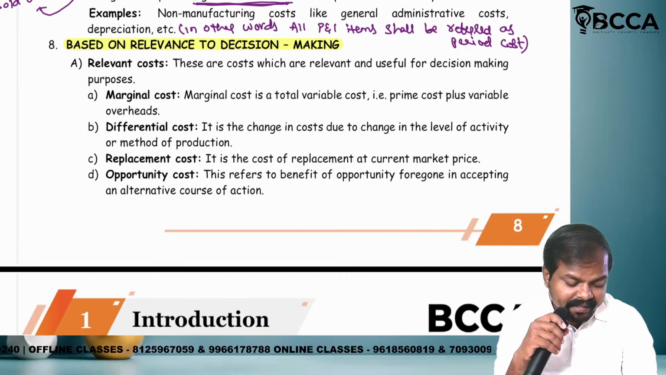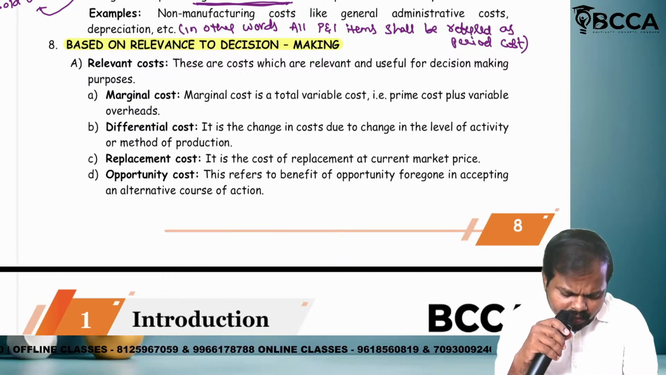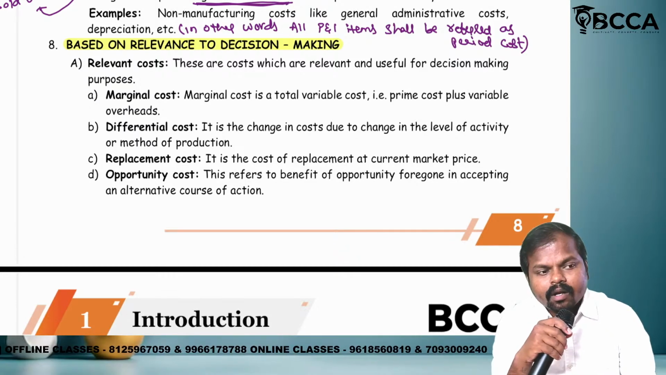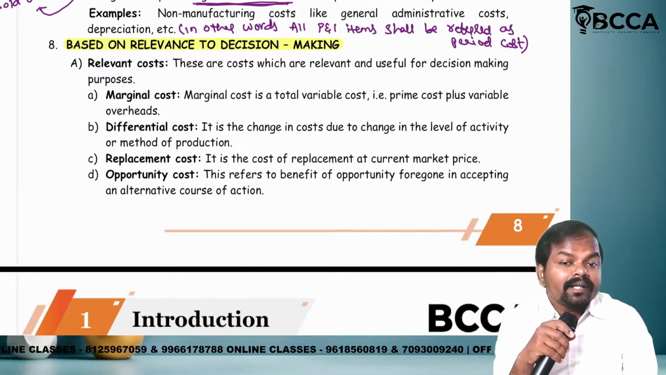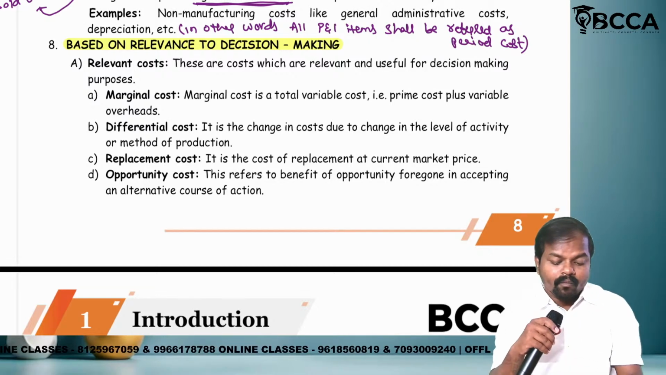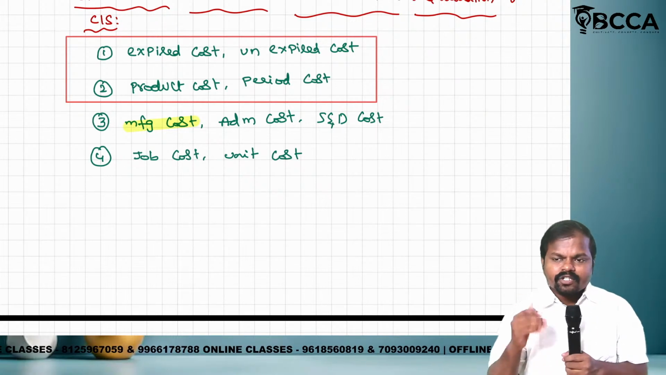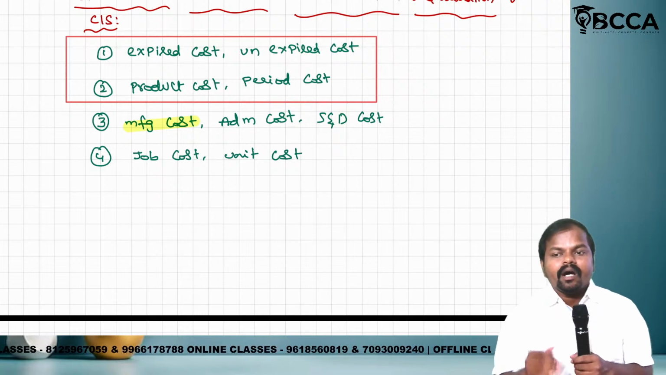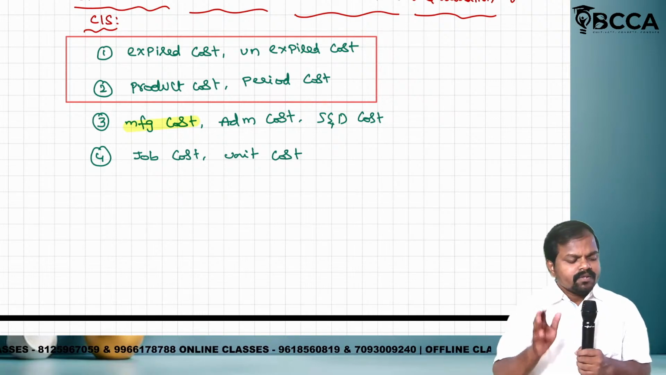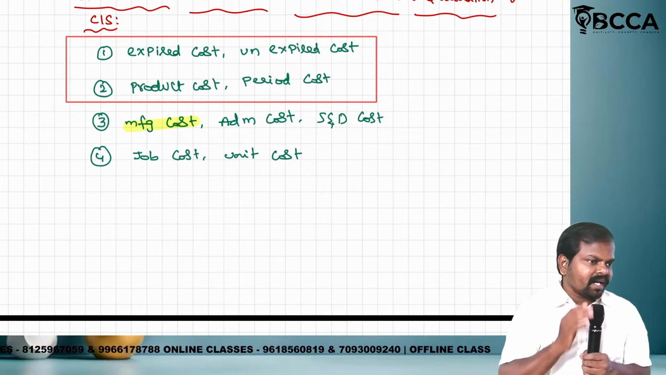In our previous class, we discussed the cost classification topic. Now it's time to focus on cost classification based on computation of profit and valuation of closing stock. On that ground, we discussed expired cost, unexpired cost, product cost and period cost, which we completed. Manufacturing cost we also completed in the earlier class itself. Before moving into today's class, we will revise whatever was discussed earlier.